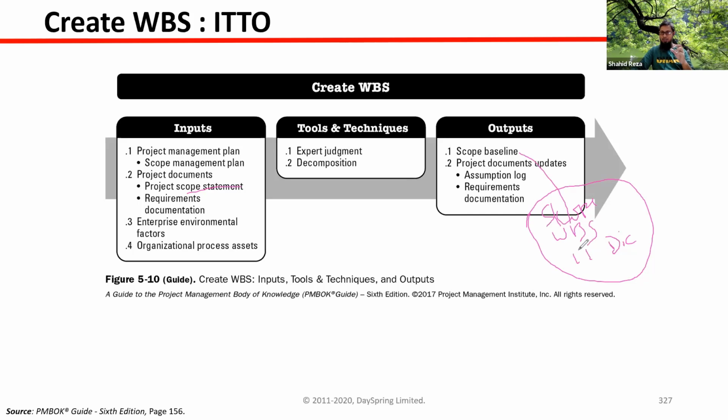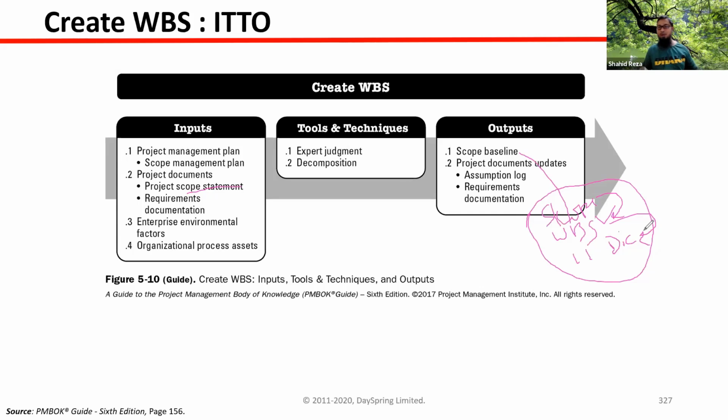make up the scope baseline. So the scope baseline consists of these three documents: the scope statement, the WBS, that means the graphical representation of the scope, and each component's description, which will be in the WBS dictionary. These three documents are known as the scope baseline. All right. So what is the scope baseline?